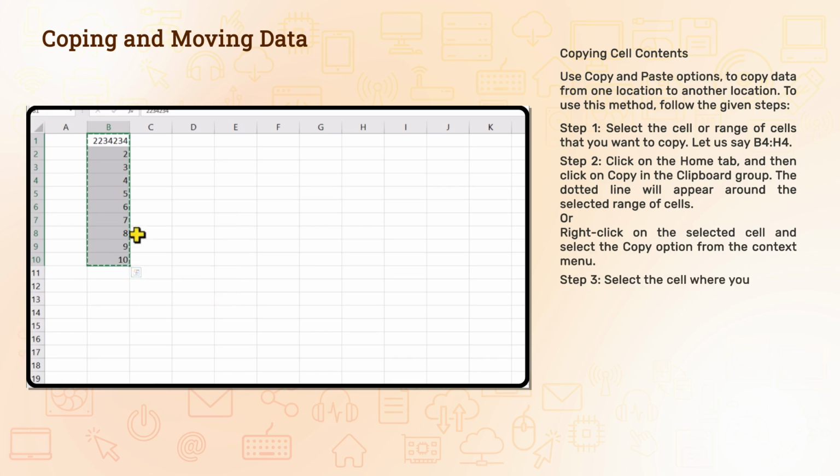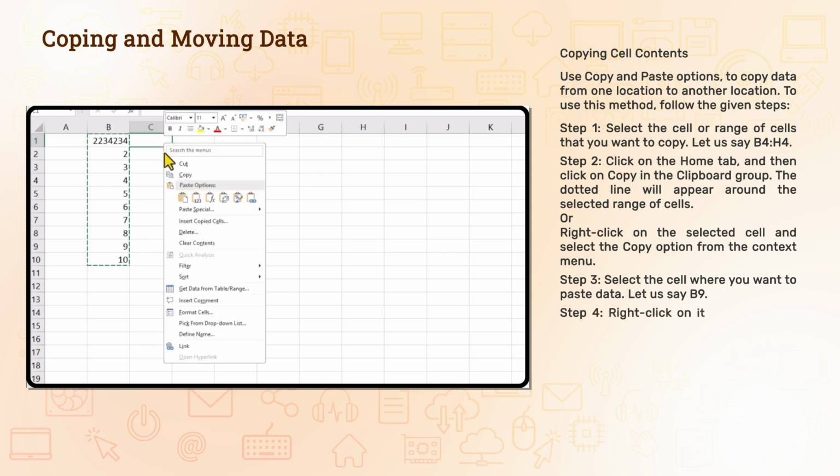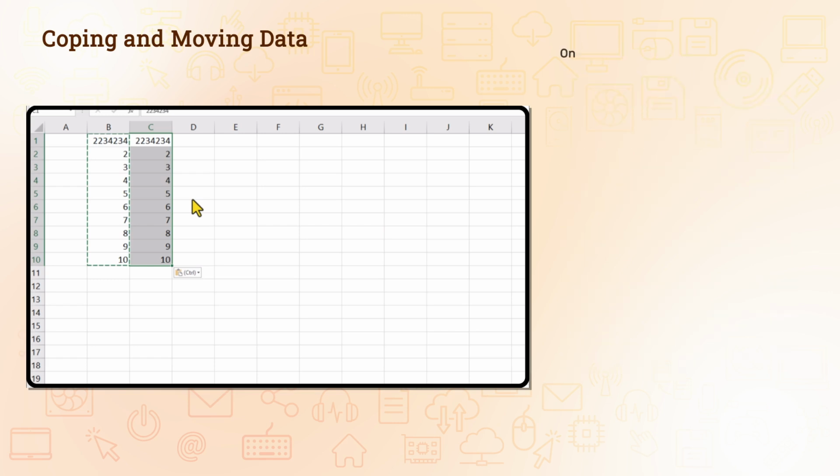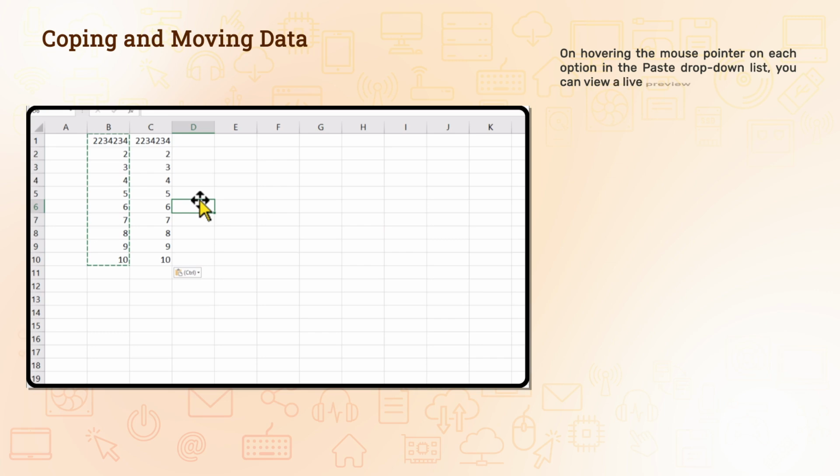Step 3. Select the cell where you want to paste data. Step 4. Right-click on it and select the Paste option, or click on the Paste option in the clipboard group. Different paste options will appear, and then select the option that you want. On hovering the mouse pointer on each option in the Paste drop-down list, you can view a live preview of how the pasted data will look. Click the option that you want to paste the selected data to a new location.